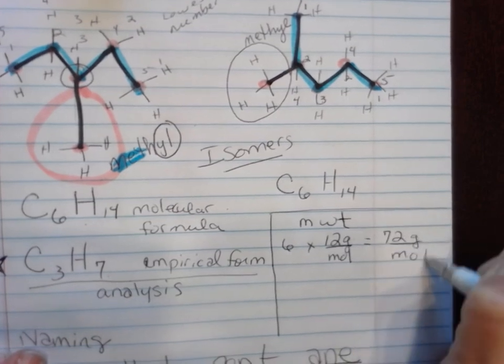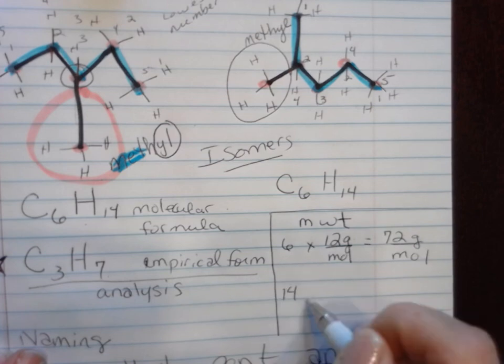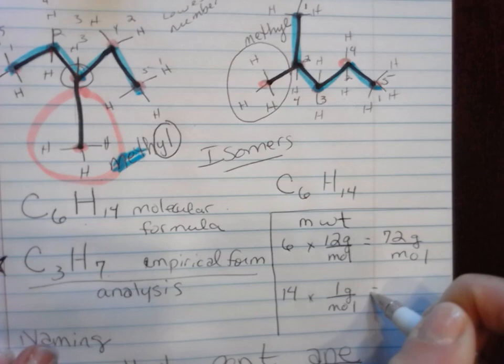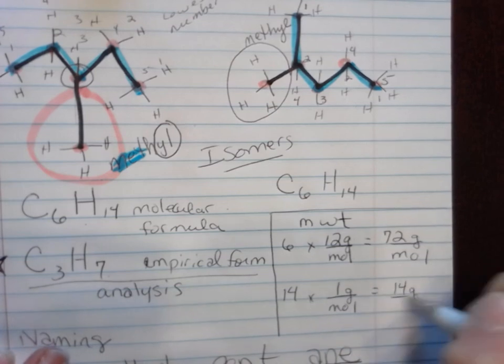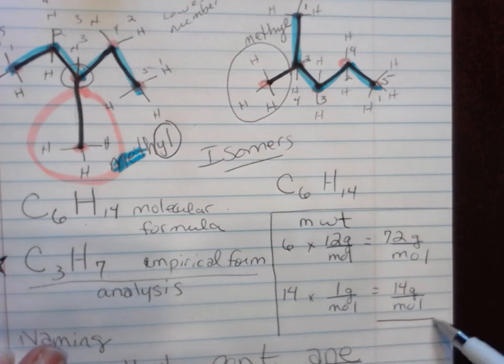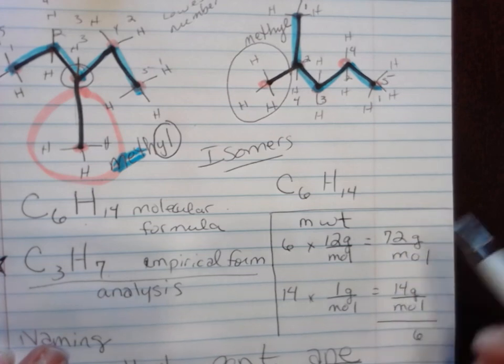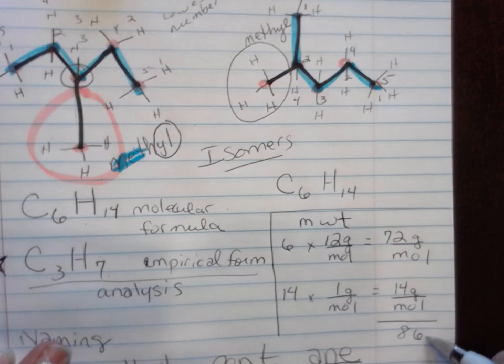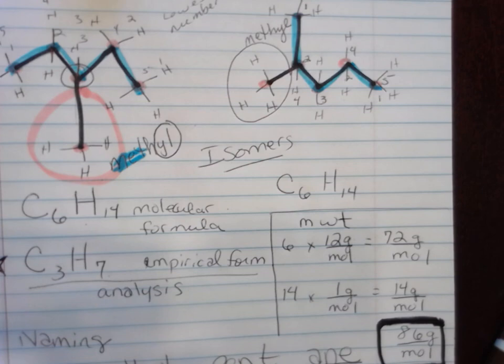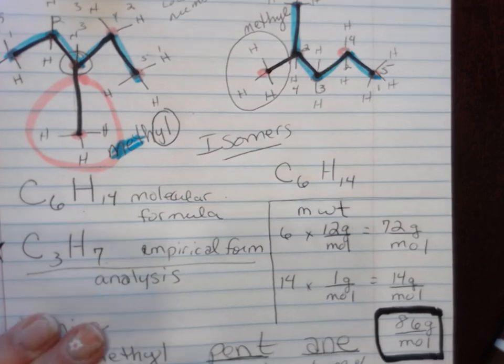We have 14 hydrogens, which is 1 gram per mole. So that gives us 14 grams per mole. Now we're going to add these together, and I believe that would give us 86 grams per mole as our molecular weight of this particular formula.